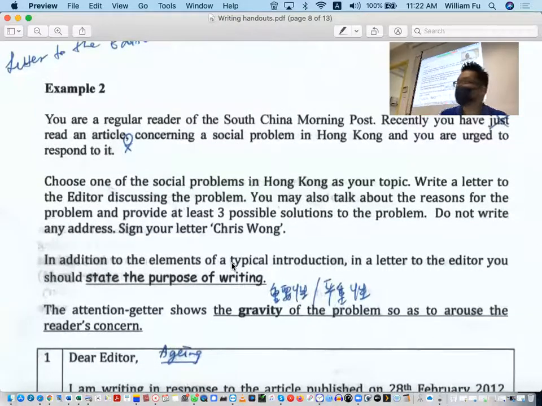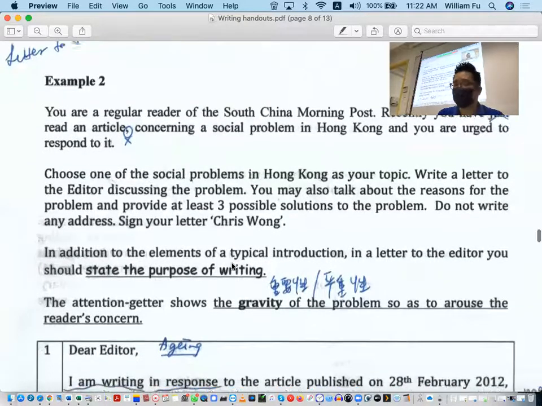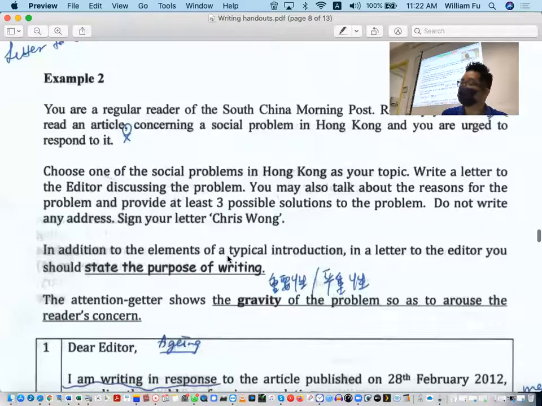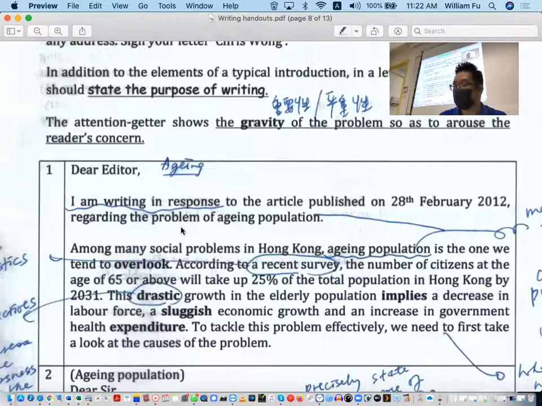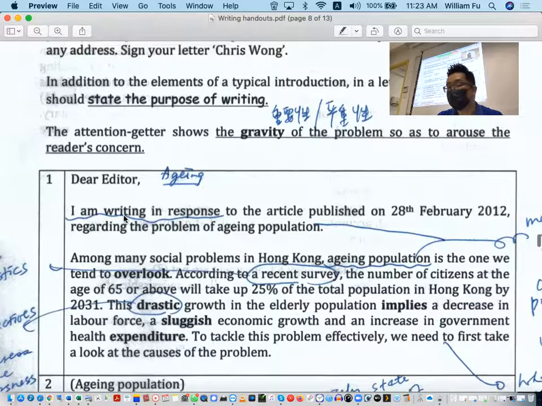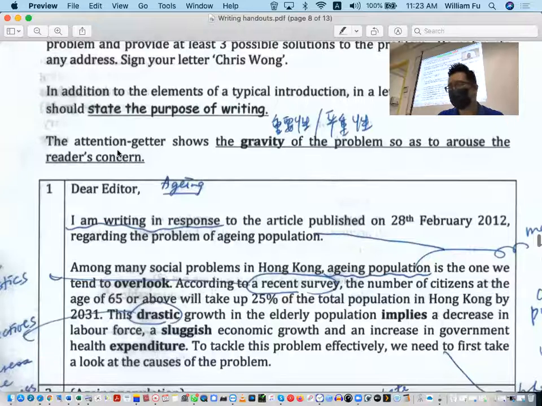One reminder about the format. In addition to the elements of a typical introduction, remember, this only applies to a letter to the editor. In a letter to the editor, you should state the purpose of writing. You see, there are 2 paragraphs. The first paragraph only states the purpose of writing. The second paragraph is the introduction, why you're writing. So don't forget that. And the attention getter shows the gravity of the problem so as to arouse the reader's concern.